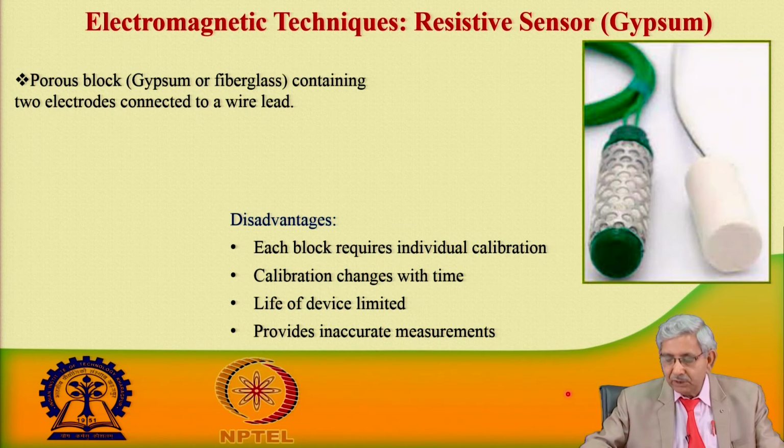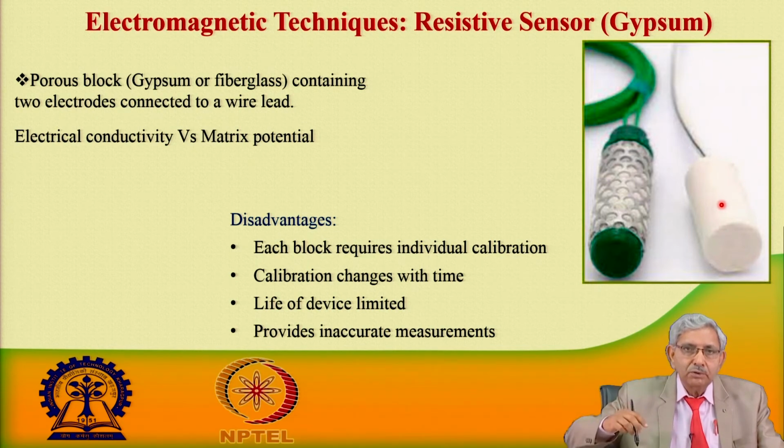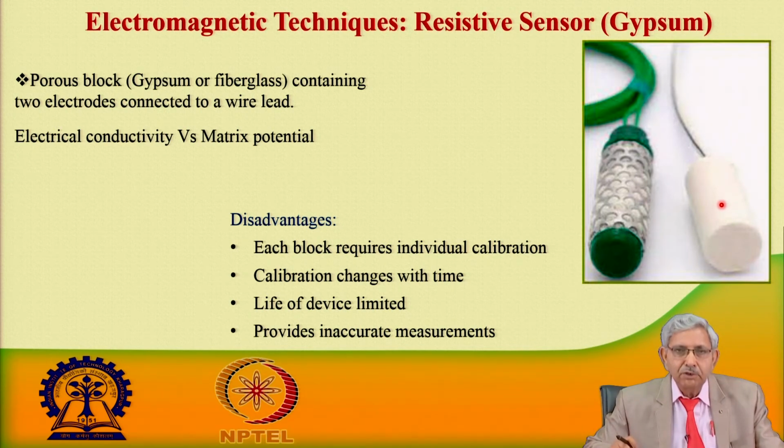So, the device which you are seeing is a granular matrix soil moisture sensor, and there are porous blocks, gypsum blocks, which are available. Inside this gypsum block which you are seeing here, there are 2 electrodes, and these 2 electrodes are connected with a probe, and on the top there is a readout unit. That readout unit gives the observation in terms of voltage, or in terms of resistance, and that value is calibrated in terms of the soil moisture content.